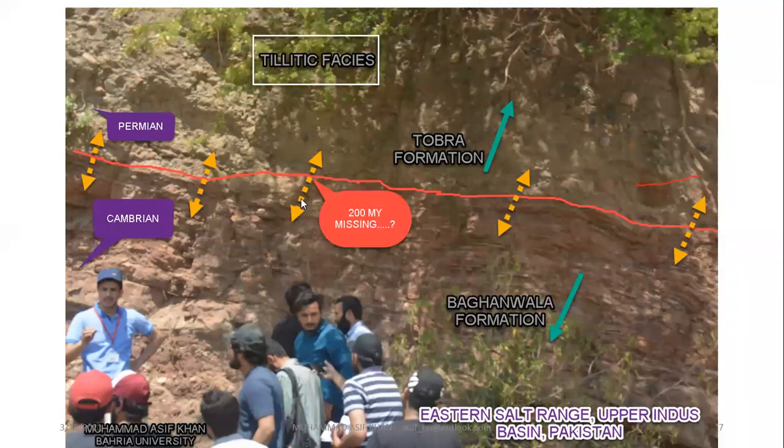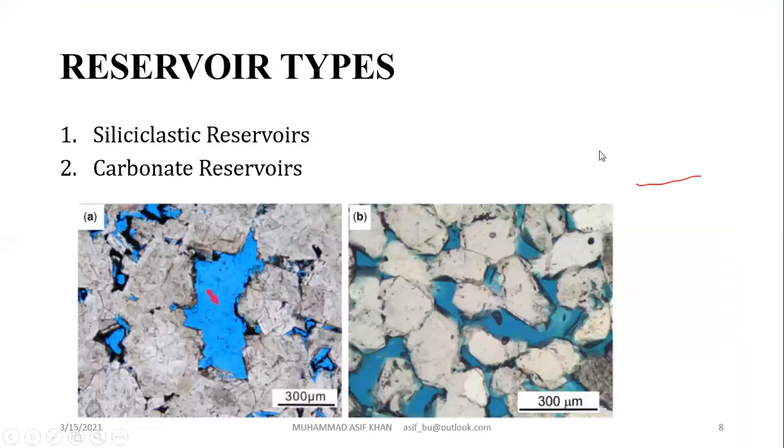Okay, let's move next. Now we have reservoir types. We already discussed that majorly we have siliciclastic reservoirs and carbonate reservoirs. Below you have two thin sections. Which one is siliciclastic and which one is a carbonate reservoir? Do you have any idea? Anyone, please?